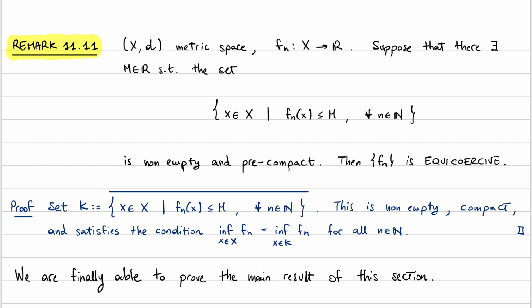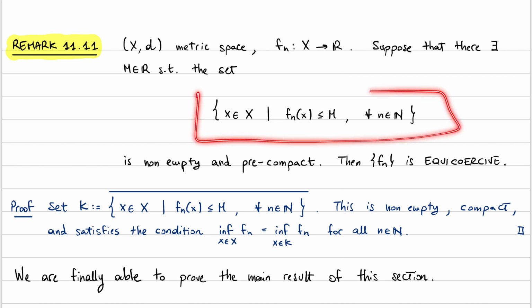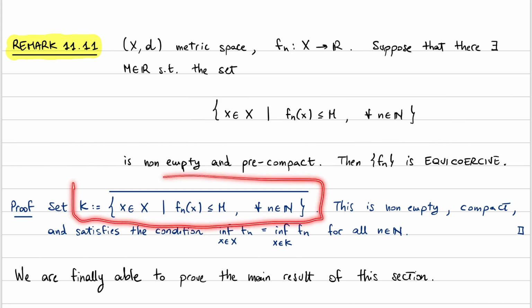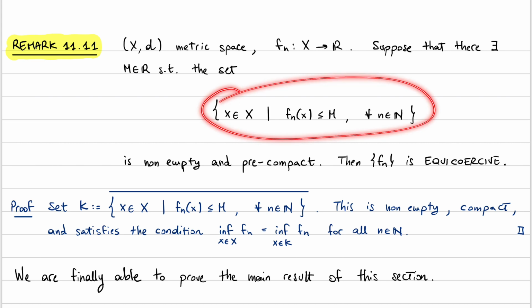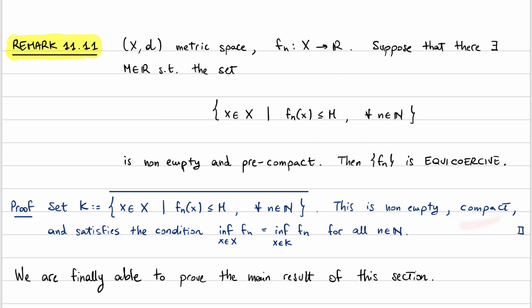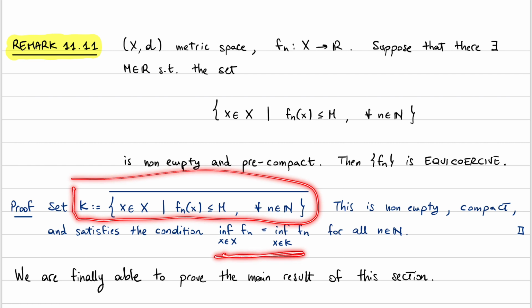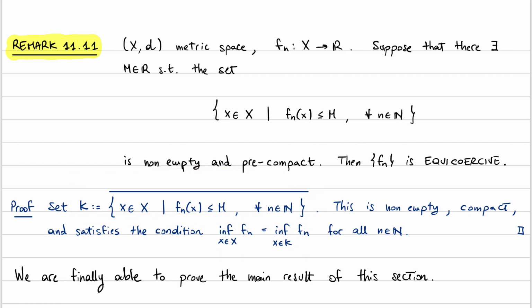And the proof is actually obvious because it is sufficient to set K to be the closure of this set here, which is what I wrote here. This is non-empty, clearly, because this set here was non-empty. It is compact because we assume that this set was pre-compact, so its closure is compact by definition. And you can check by hand that this set satisfies the condition of equicoercivity. So the infimum of F_n over the space X is equal to the infimum of F_n over K, and this is true for all n in N.